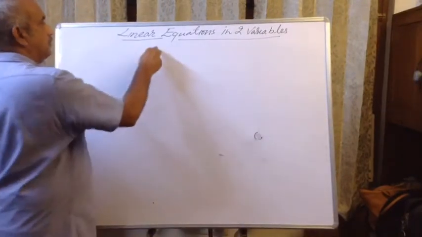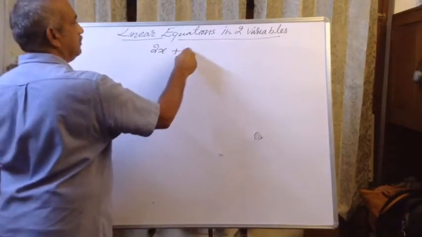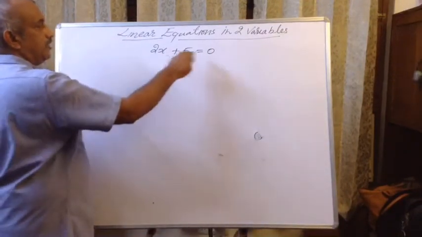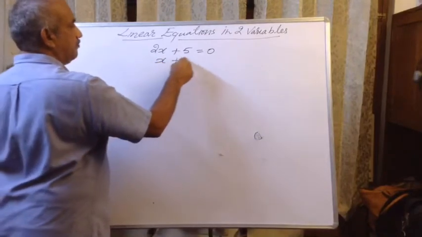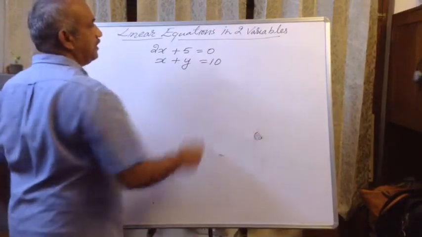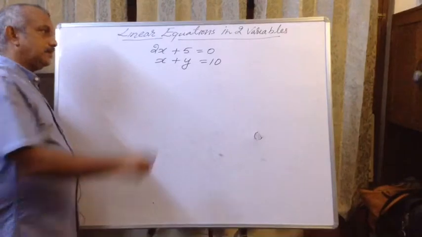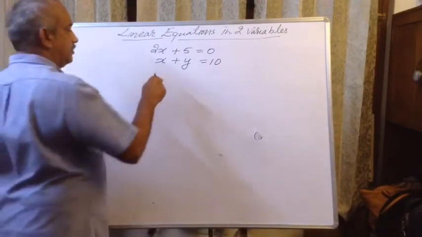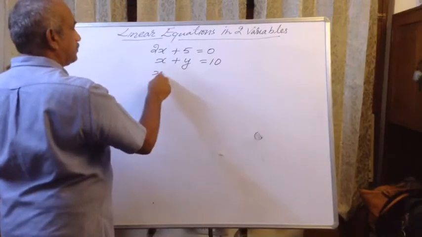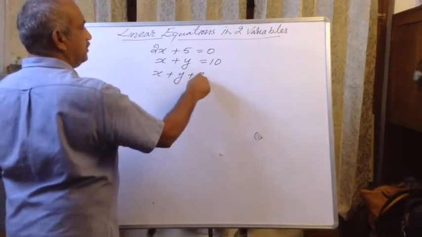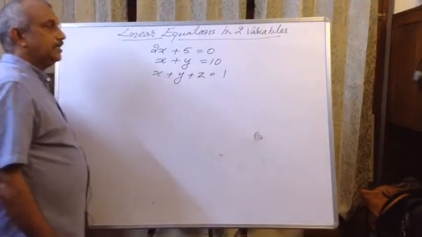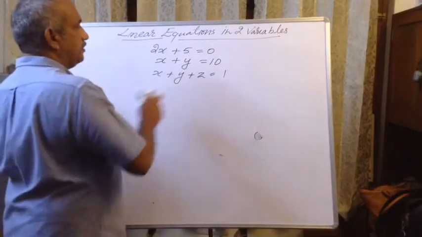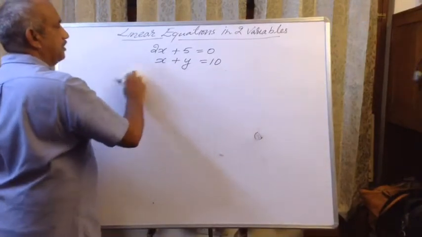So see, 2x plus 5 is equal to 0. It is a linear equation in one variable because only x is there. Now x plus y is equal to 10. It is a linear equation in two variables. The highest power of the variable is 1 and there are two variables. Now see, x plus y plus z is equal to 1. It is a linear equation in three variables.